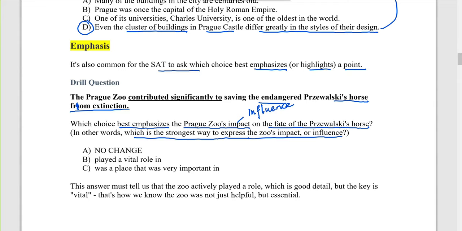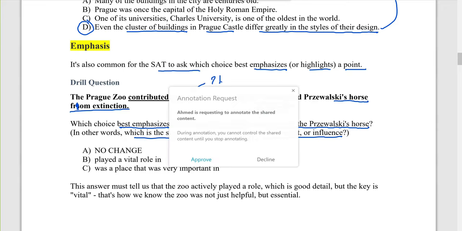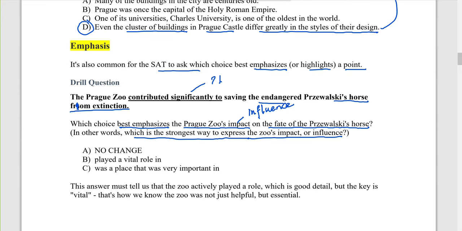But here I need to tell you, notice the question. I need impact on the fate of Przewalski's horse. That's fine, it could be tempting for many people. So just wait a second here. What about A? For me, I will never go for it, and I'm going to tell you why. C was a place that was very important in. I mean, that's something not very necessary, you understand what I mean?